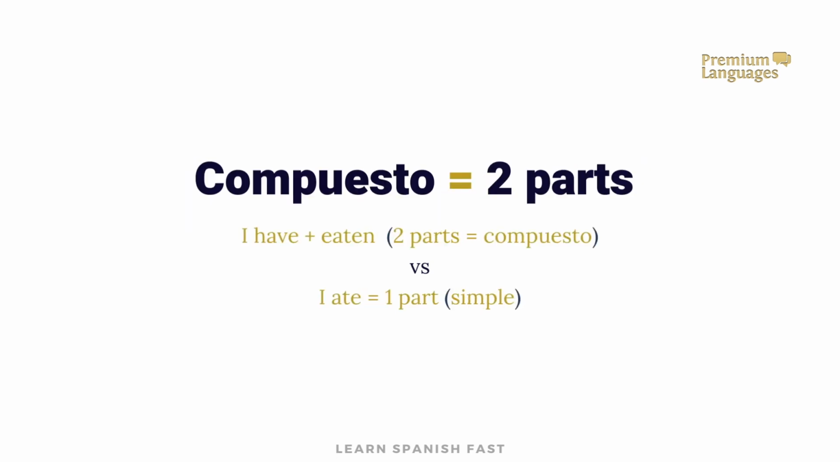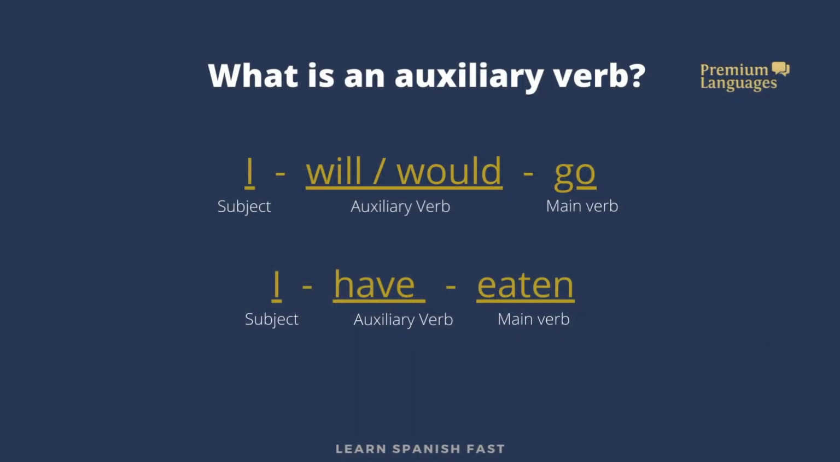Compuesto means that the verb has two parts. If it had only one, it would be called simple. To form this tense, first we need an auxiliary verb. An auxiliary verb is a verb that in itself has no real meaning. Examples of these in English are will, would, should, and also have. They need another verb after them to have a proper meaning.